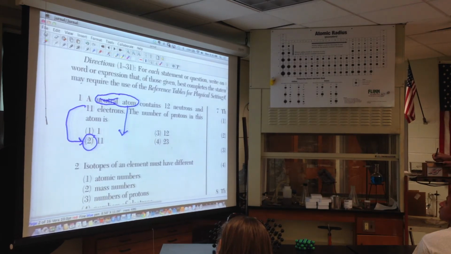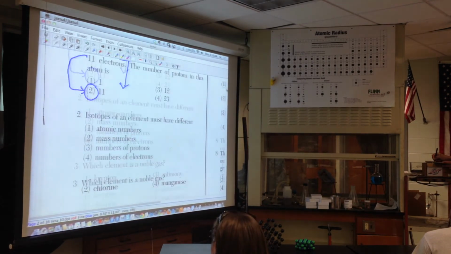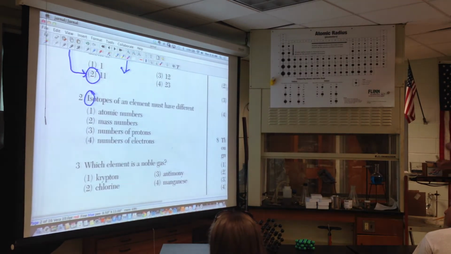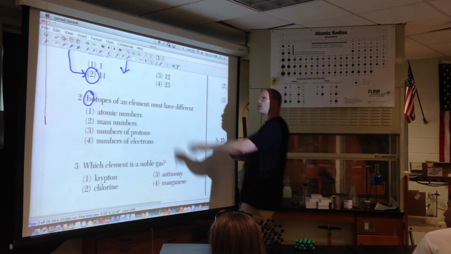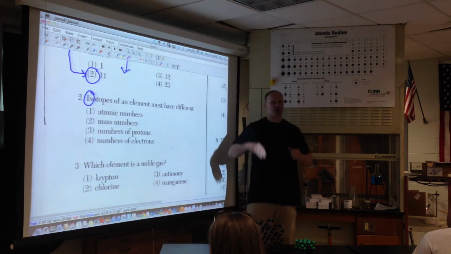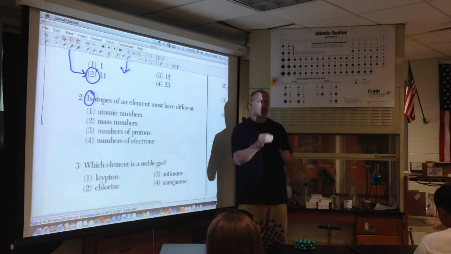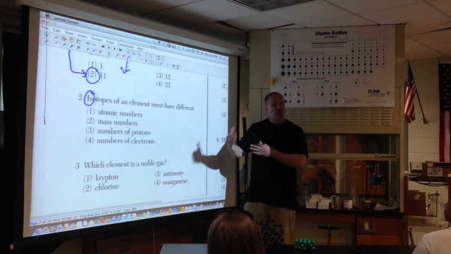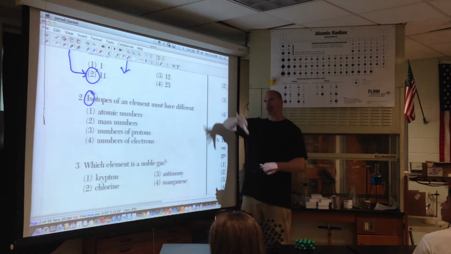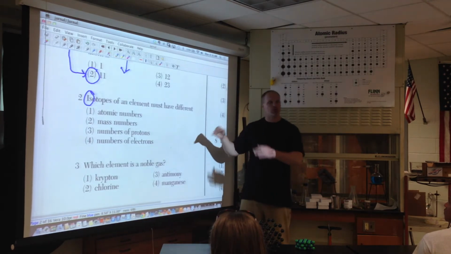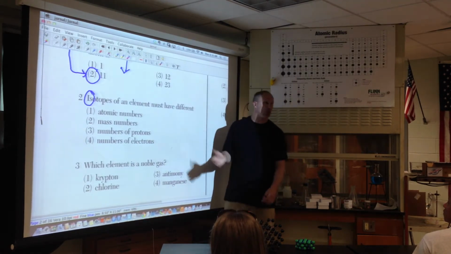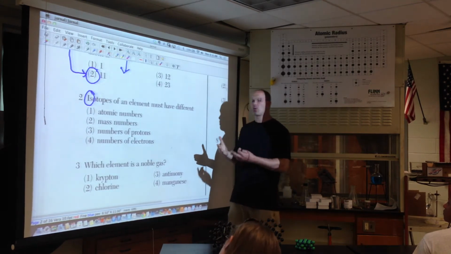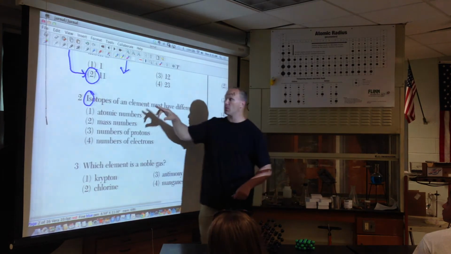Number 2. Isotopes. Stop. Iso means same. Also know where you are in the test. If you're starting with number 1 and 2, you're starting in atomic structure. The test from 1 to 30 starts from atomic structure, periodic table, bonding, mathematics, physical part of chemistry, eventually all the way through to nuclear. So know where you are in the test. You're not going to get a nuclear question here. So we're talking atomic structure. Think and expect certain types of questions in certain areas. It might help you.